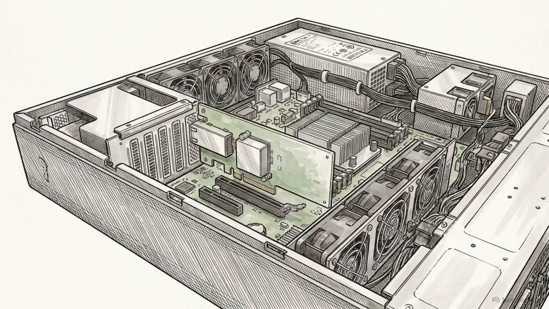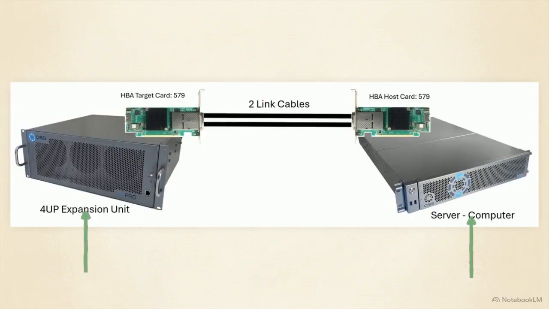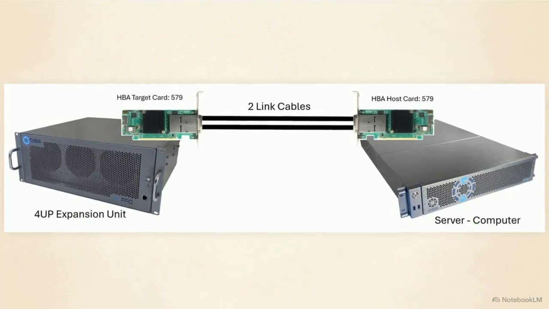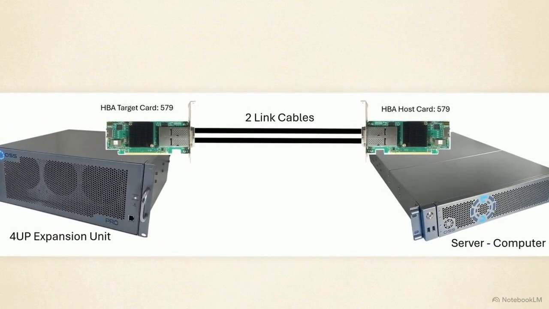Now move to your host server and install the HBA host adapter into a compatible open PCIe slot on the motherboard. We can now connect the two systems. With OSS 595 adapters, the physical connection requires a single CDFP link cable to bridge the host and target cards. If your setup uses OSS 579 adapters, you must use two separate QSFP-DD link cables to establish the connection.